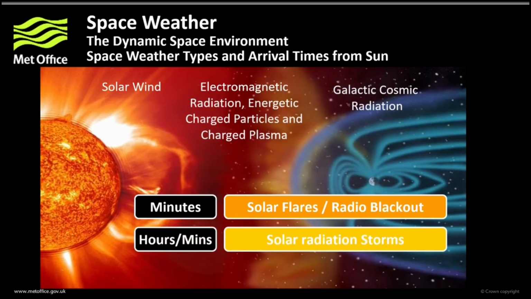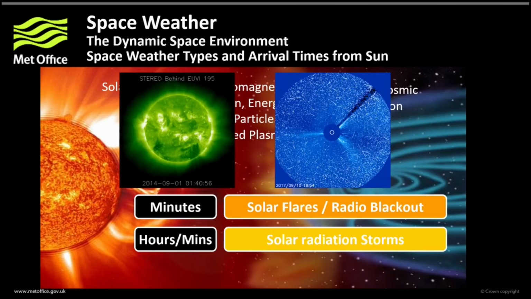Next up, we have solar radiation storms. These can occur at the same time as solar flares, but not always. They're pretty difficult to forecast because they are high energy particles, predominantly protons. They travel slower than solar flares. So typically we can see the impacts in minutes to hours after a solar flare occurs. We'd be looking for signs of a solar radiation storm on Earth.